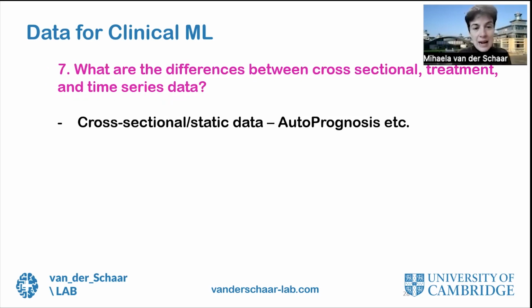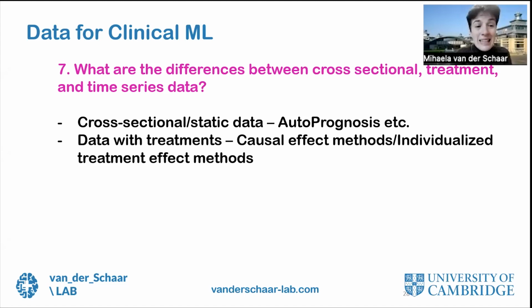And finally, there are, of course, differences between cross-sectional static data that you may use to build, for instance, prognostic scores or diagnostic tools like autoprognosis. If you have treatments, then of course we move into the complex setting of causal effect inference and individualized treatment effects. And we have talked a little bit about that in past sessions, but then the questions that you can ask if you have treatments can be really quite different, and the type and quality of data you may want is also depending on the questions you may want to ask.